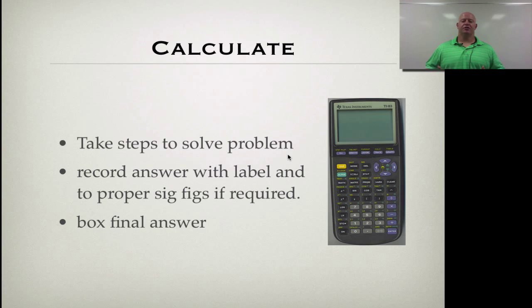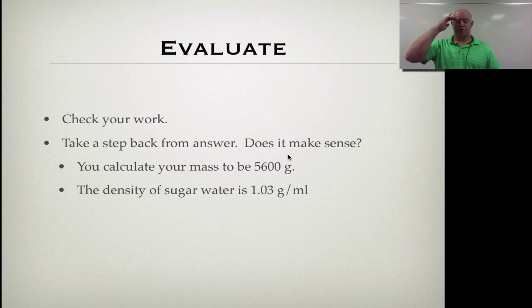As you're going through and calculating, you want to make sure that you take the proper steps to solve the problem. You want to record your answer with a label to the proper significant figures, and for my help, just box your final answer for me. That'd be great. Now, when you're done with your problem, this is a piece that I think a lot of students forget: they forget to check their work. A lot of times in chemistry you can do a little bit of mental math and ask yourself the question, does this make sense?